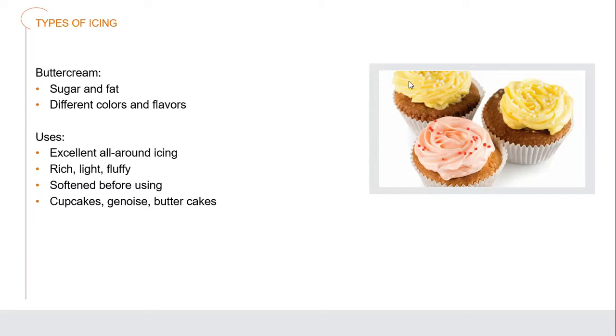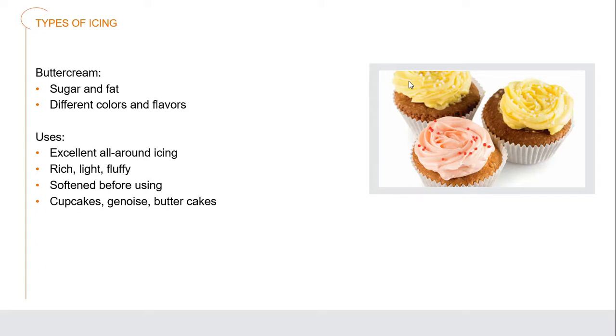Buttercream is actually a combination of sugar and fat. Very often we would use butter. You can use margarine or something like that, but butter always adds that extra richness and flavor to it. You can create all sorts of different colors and flavors by adding colorings and flavorings to these as well. So they're excellent all-round icings to be able to use. They're rich, but they're light because they're very whipped and fluffy.